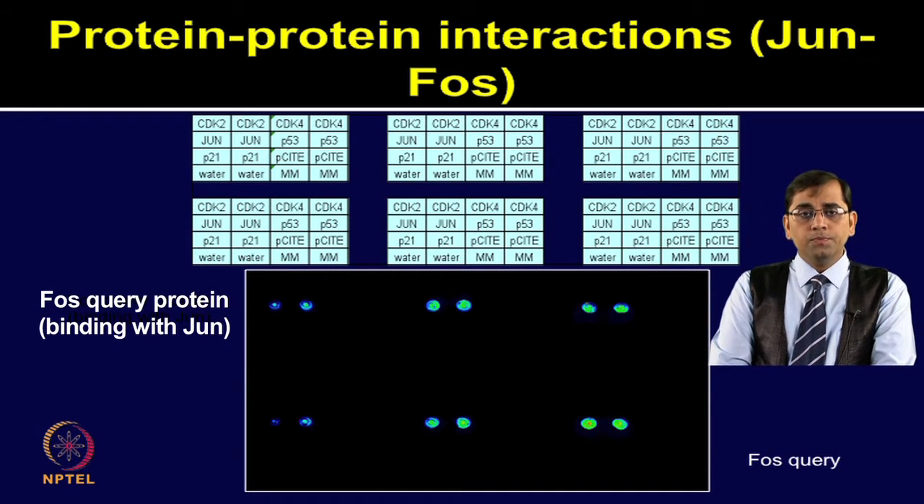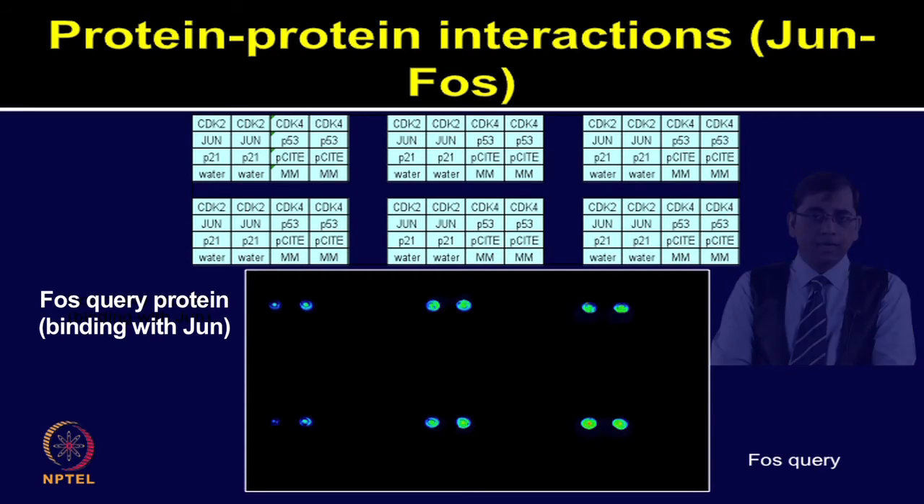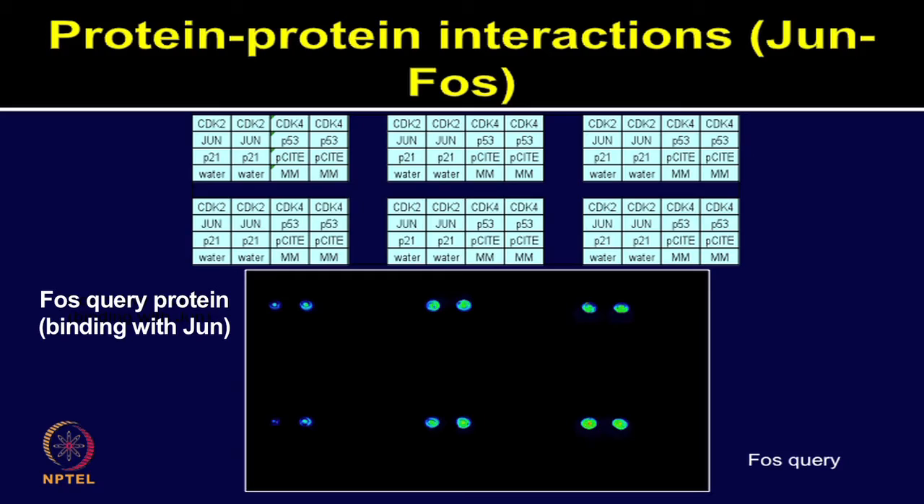Now, if we want to study the Jun and Fos protein interaction, you can use Fos as a query protein. It will bind to the Jun protein spot, and therefore, 2 spots of Jun will light up, as you can see in the slide. So, in all the 6 blocks, there are duplicates of Jun proteins which are interacting with Fos protein, and so Jun Fos protein interactions can be established by using the protein microarray system.